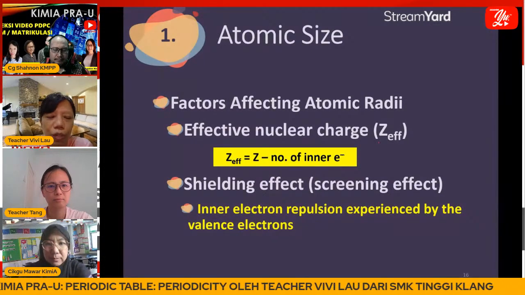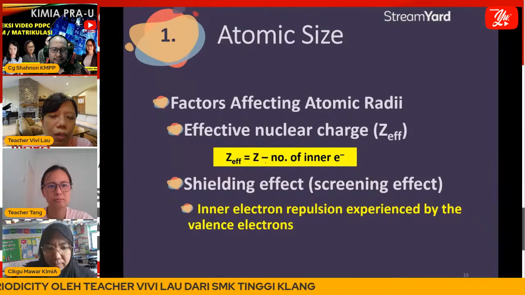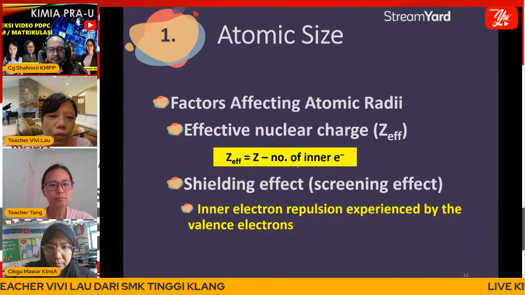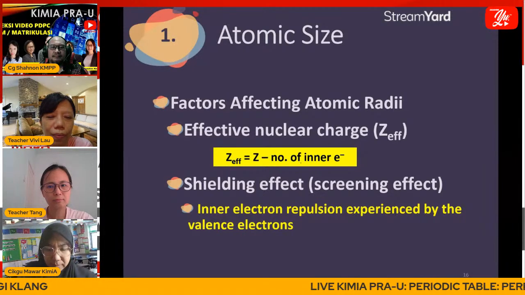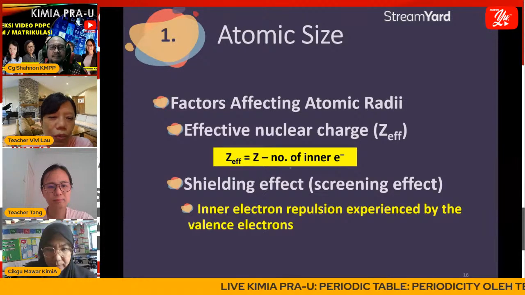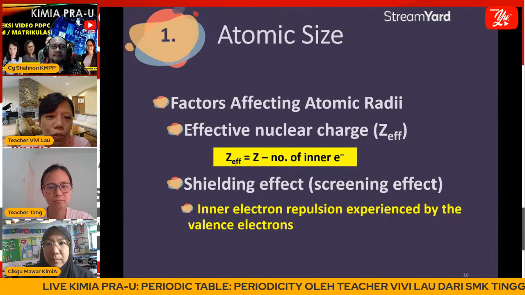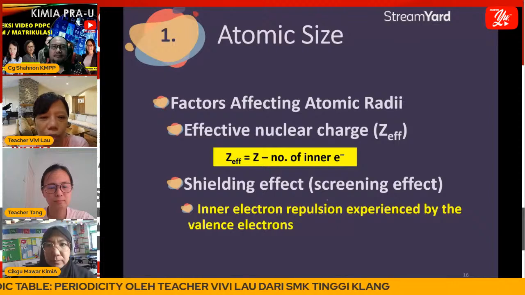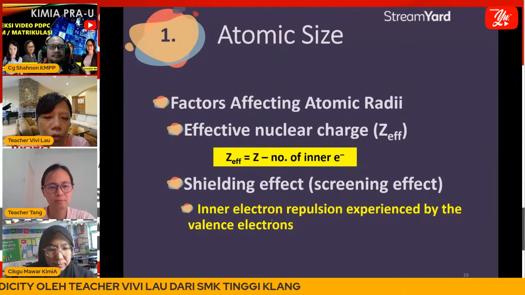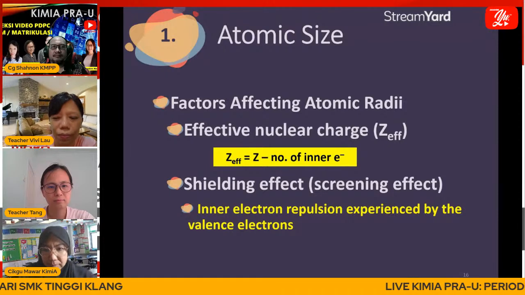The formula for effective nuclear charge is nuclear charge minus the number of inner electrons, or screening effect here. So we get the net charge, which is called effective nuclear charge. Then the screening effect, also called shielding effect, is the inner electron repulsion experienced by the valence electron.